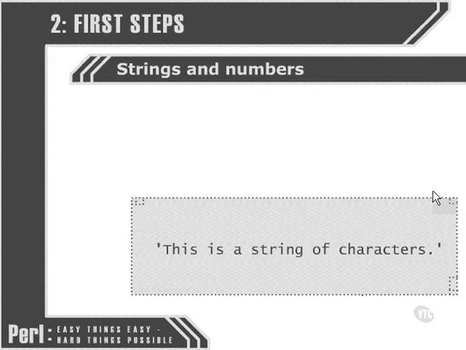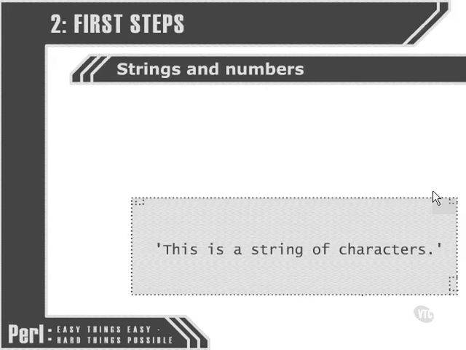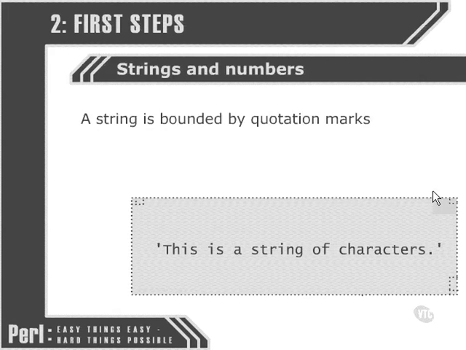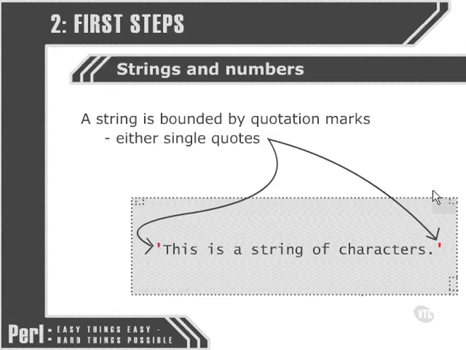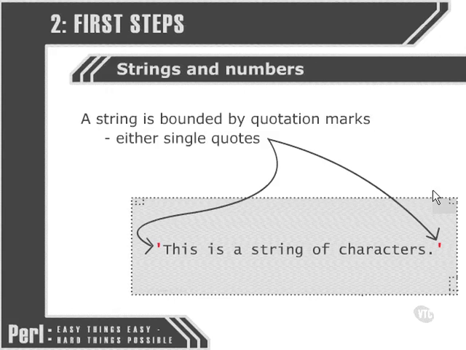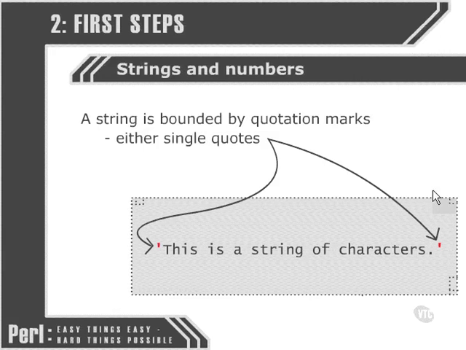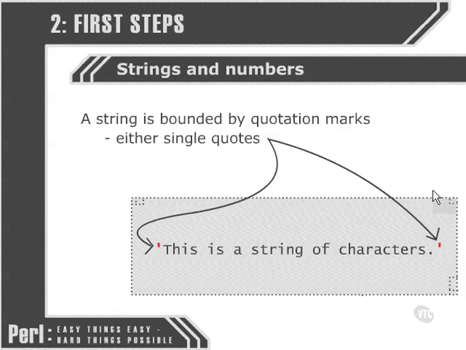Here's an example of a string. It's just a set of characters, one following another. And because we've enclosed it between two quote marks, like so, Perl is able to look at the string and not attempt to interpret it as Perl code. So for instance, it doesn't look for a function called this, and it doesn't try to interpret any of the other words within the line as variables or functions or anything else.